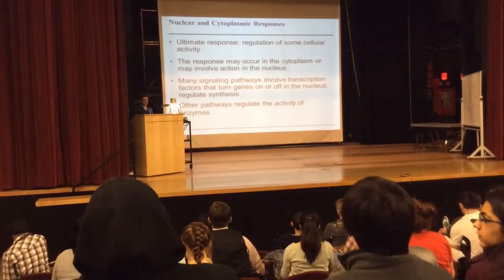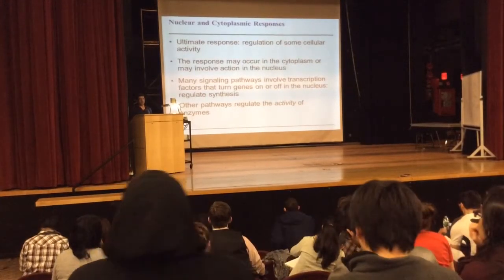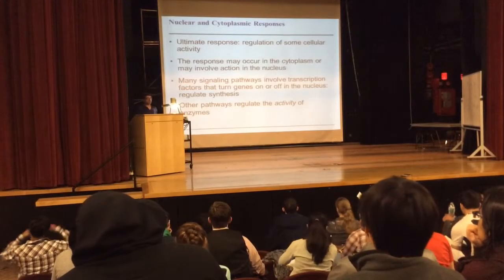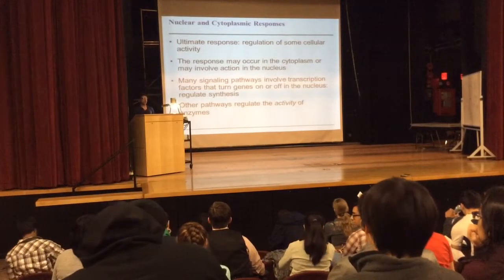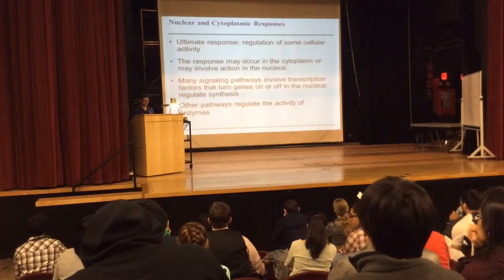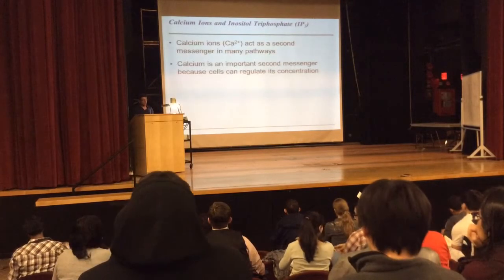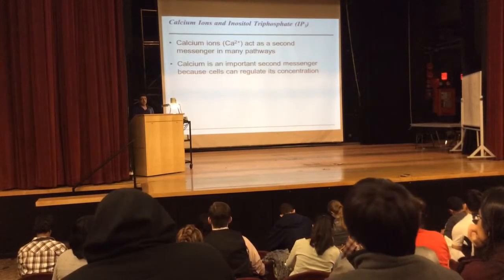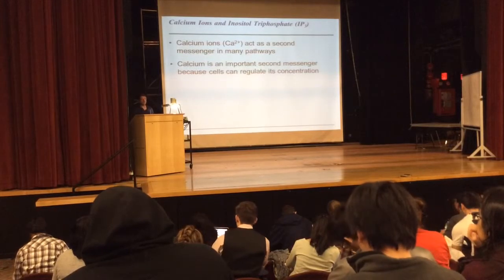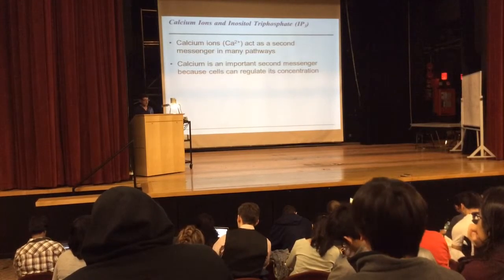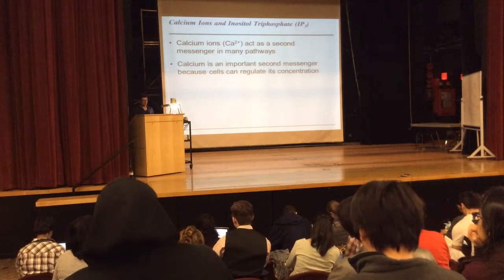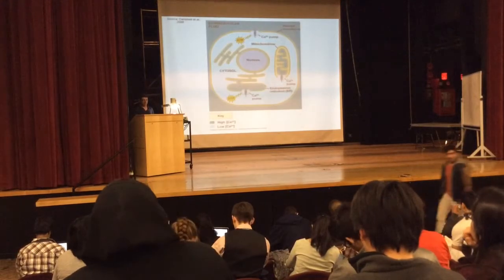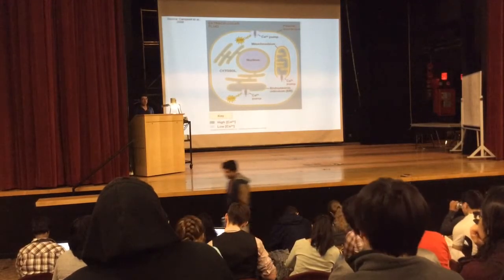So the ultimate response is some regulation of some kind of cellular activity, and that could be through gene expression or could be through regulation of enzyme activity. And we've seen both examples. So we're going to take a look at other secondary messengers. So calcium could be another second messenger, and calcium is regulated through the activity of multiple calcium pumps.